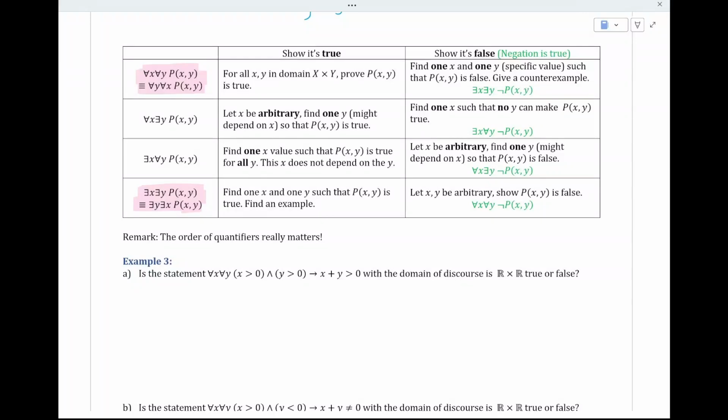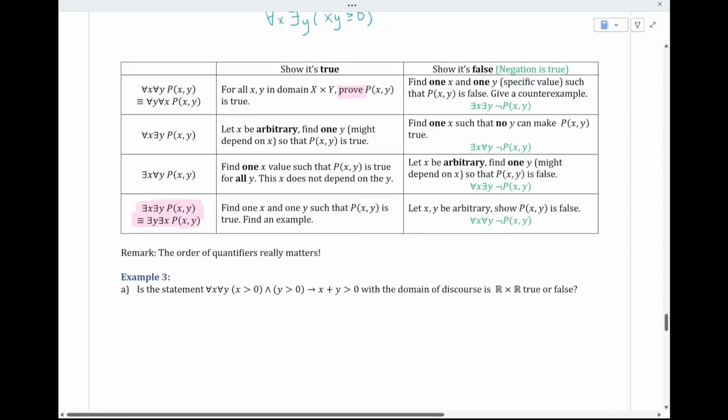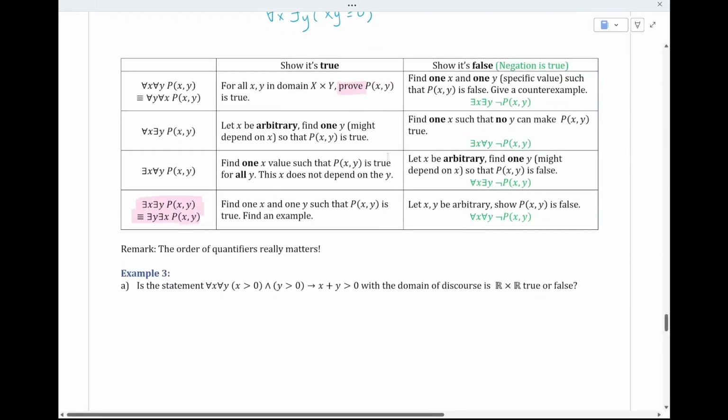For all x and all y, the order of this one actually doesn't matter. For all x and all y is the same as for all y and all x. P of x, y is true. In order to show that this one is true, you have to prove it's true for all x and all y, using algebra, logic, things like that. So this case is a little bit harder, and we're going to see an example of this one. There are 8 boxes here, and we'll see examples of all of those. To show that this one is false, you just have to find a counterexample: one x and one y together that make p of x, y false.